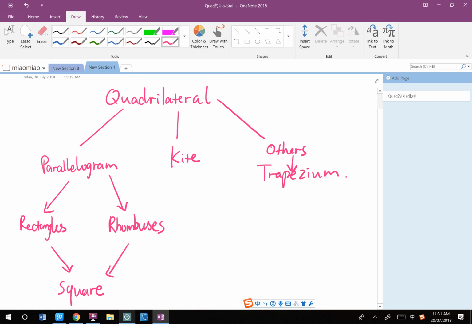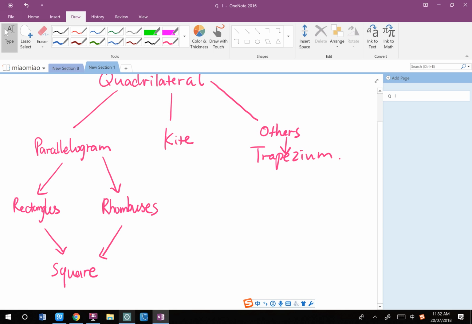So what is a parallelogram? A parallelogram has two pairs of parallel lines. The opposite sides must be parallel to each other. So rectangles, rhombus, and square are all parallelograms. They all belong to parallelogram, but they are special parallelograms.